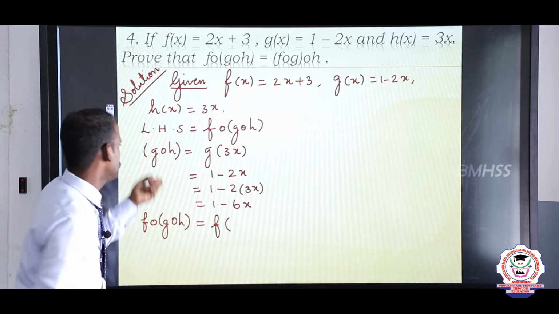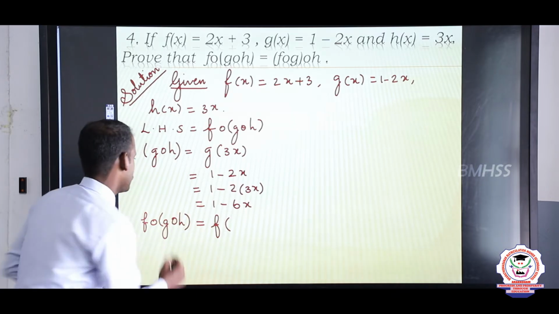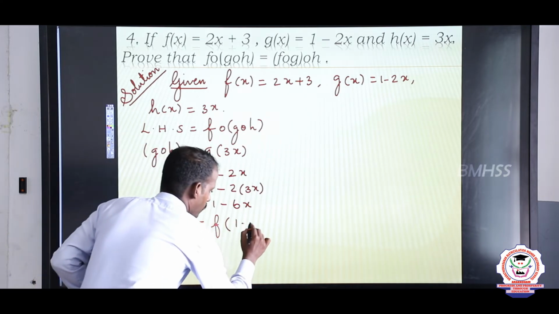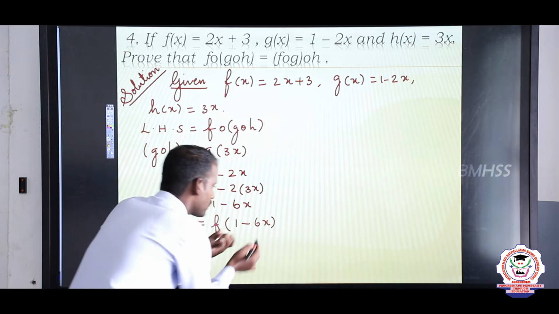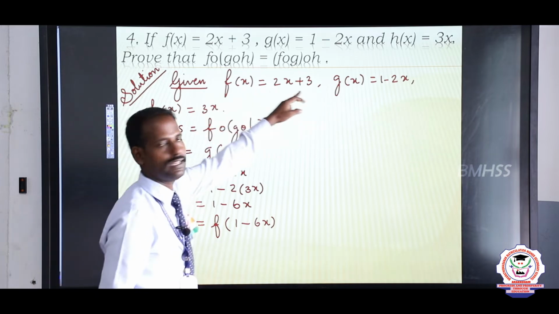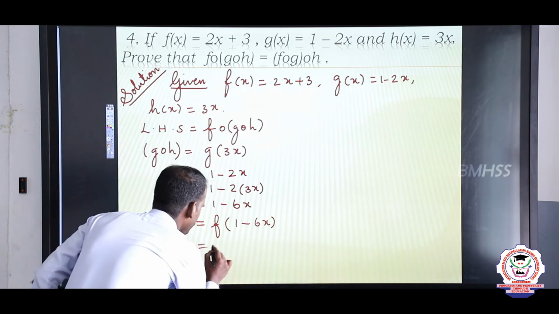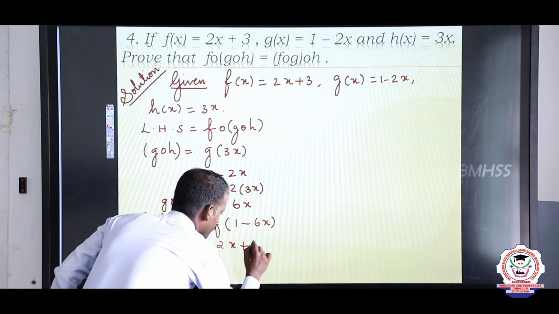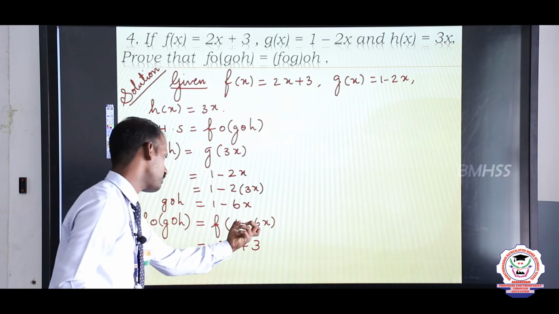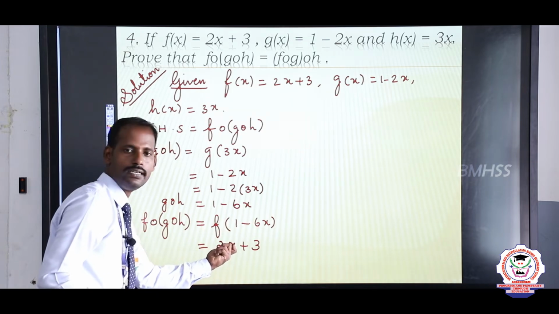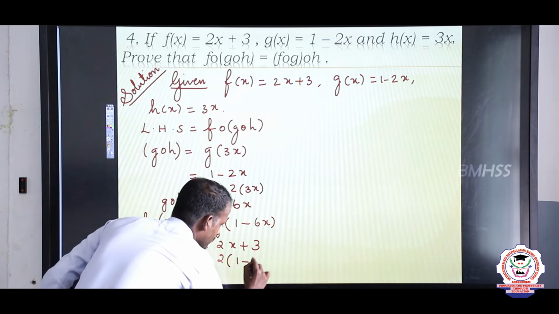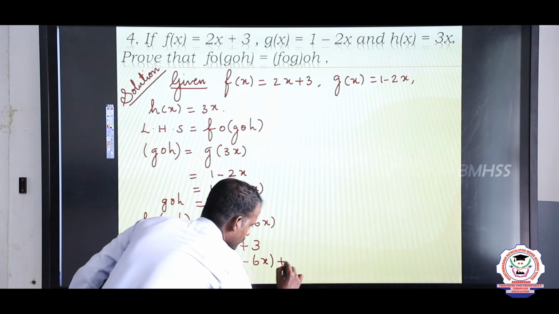What is g∘h? g∘h is 1 minus 6x. So 1 minus 6x, substitute in the f of x. Where is f of x? 2x plus 3. Here the x part is 1 minus 6x. You have to substitute 1 minus 6x. So here 2 into 1 minus 6x plus 3.